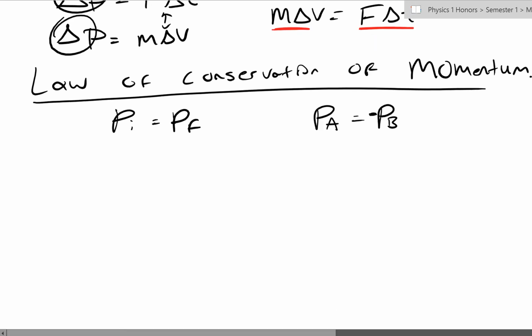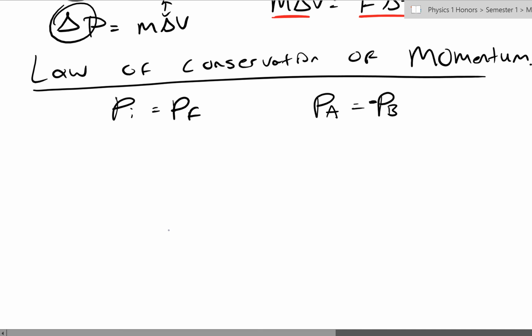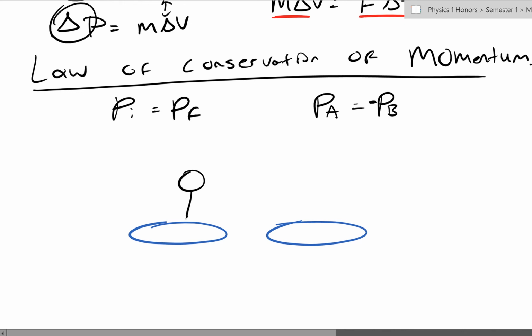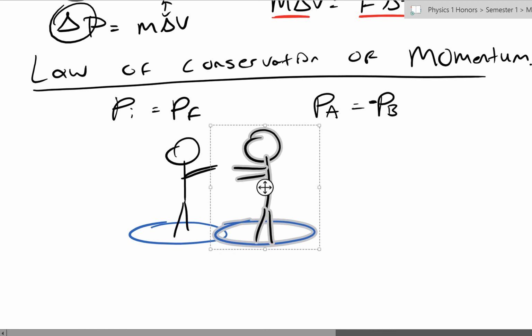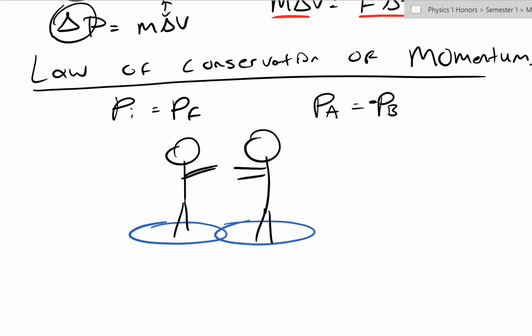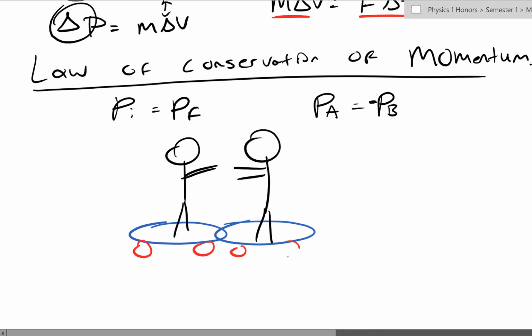So what I mean by that is, and you guys can think about this with the little blue cart buggies we did yesterday, right? If I have student A sitting, I don't know how to draw someone sitting crisscross applesauce, so I'll draw them standing. Student A standing on this one, hands out. Student B is standing on this one, hands out. They need to be closer together. So student A and student B are next to each other. Neither of them is moving initially. We need some wheels on our carts.